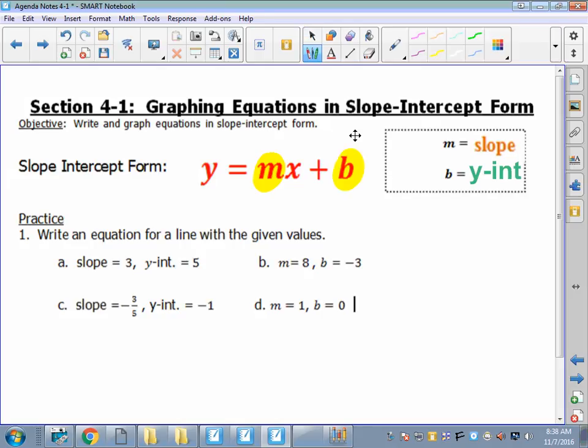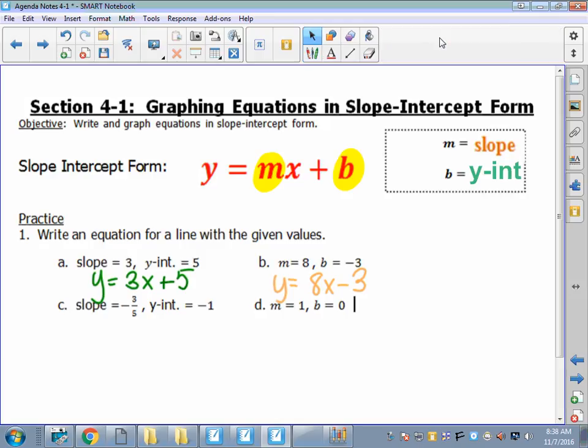So for number 1a, if the slope is 3 and the y-intercept is 5, all we're going to do is y equals 3x plus 5. The m, or the slope, was replaced. The b, or the y-intercept, was replaced. 1b, if they tell me the m is 8 and the b is negative 3, that seems even simpler. You'll just end up with y equals 8x minus 3. So pretty simple, just substituting things.